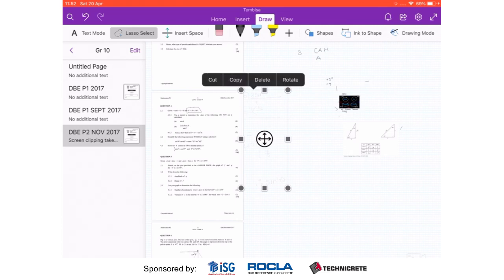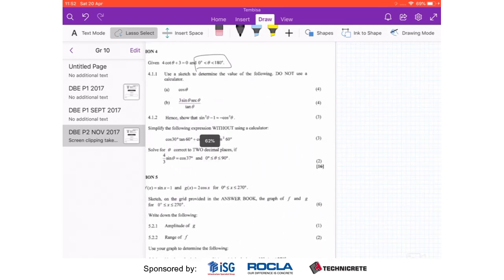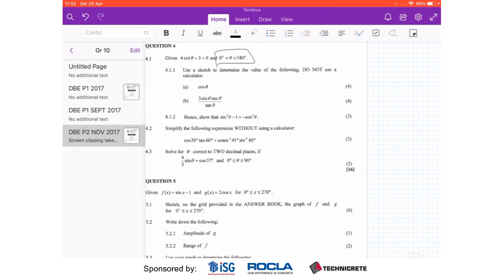Going to look at the next question. The next question says, simplify the following expression without using a calculator. So we've got cos 30 tan 60 plus cosec squared 45 sine squared 60.